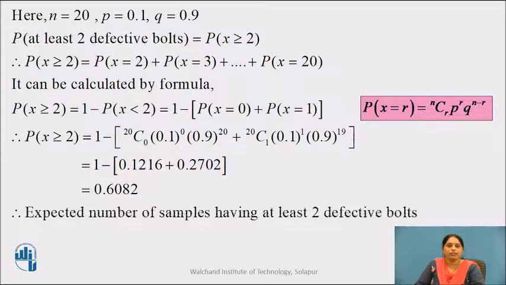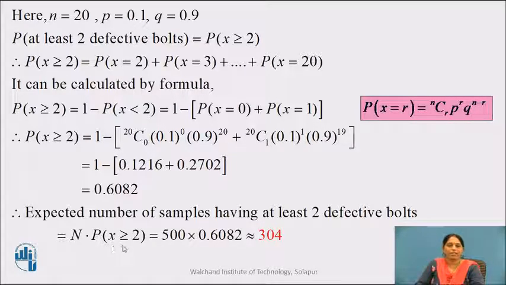Now to find out the frequency, here we have to find the expected number of samples having at least 2 defective bolts, that is capital N into probability of x greater than or equal to 2, that is 500 into 0.6082, which is nearly equal to 304. As the frequency is the number of samples, it cannot be in fractional form. So rounding off to the integer, it gives us the value as 304.